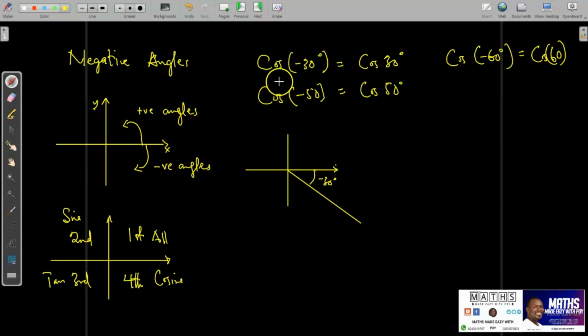So generally, when you find cos of any negative angle that finds itself in the fourth quadrant, it automatically becomes positive. That is why I wrote cos of negative 50 degrees is the same as cos 50. Cos of negative 60 degrees is the same as cos 60. So if you have any angle lying within the fourth quadrant, cos of negative theta becomes cos theta. Please, are you okay?